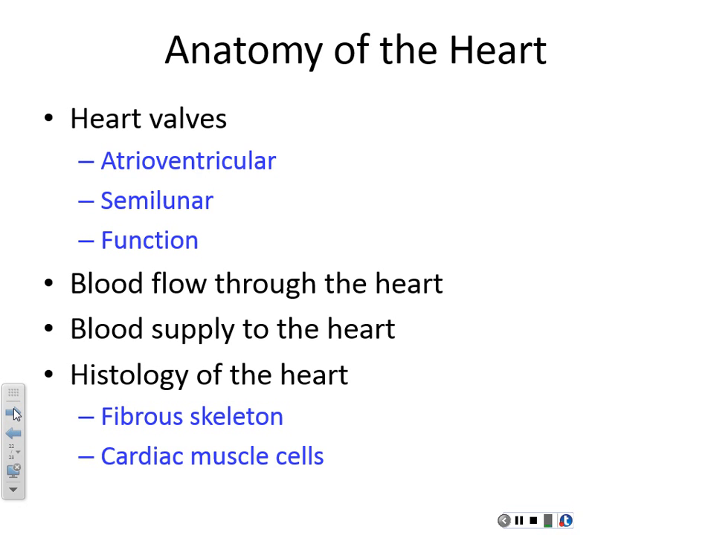Atrioventricular valves and semilunar valves. Right? It kind of anchors those valves into place, and it insulates. You need to know the functions of that. And then the cardiac muscle cells. You need to know the characteristics of the cardiac muscle cells.